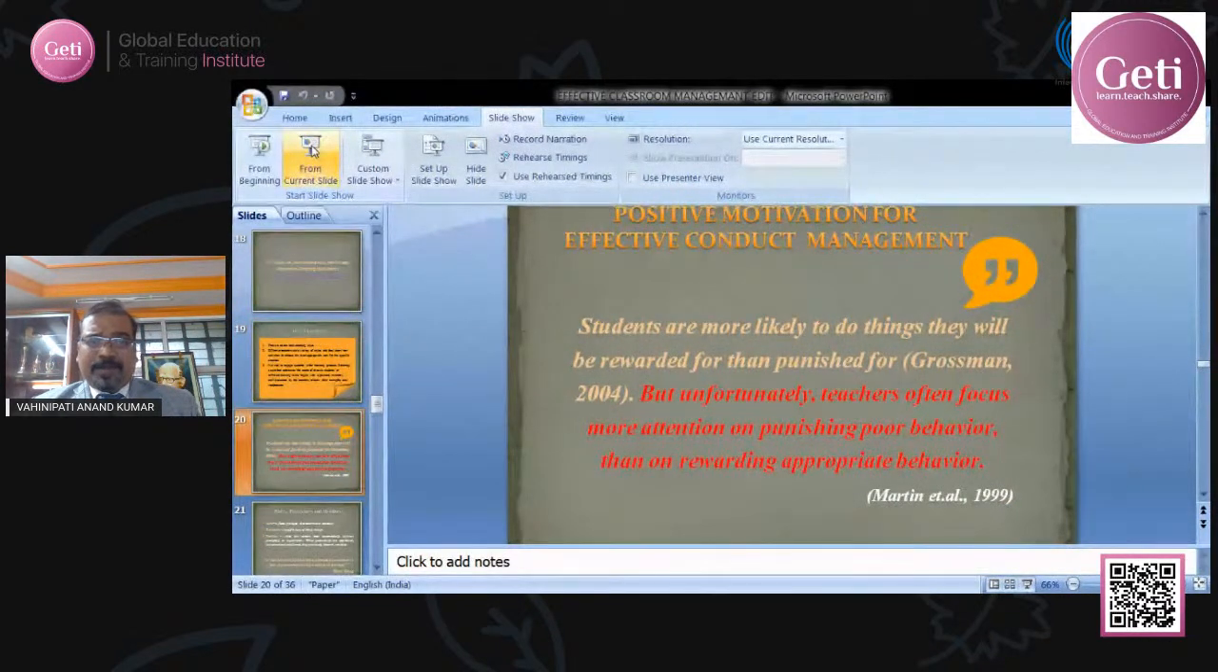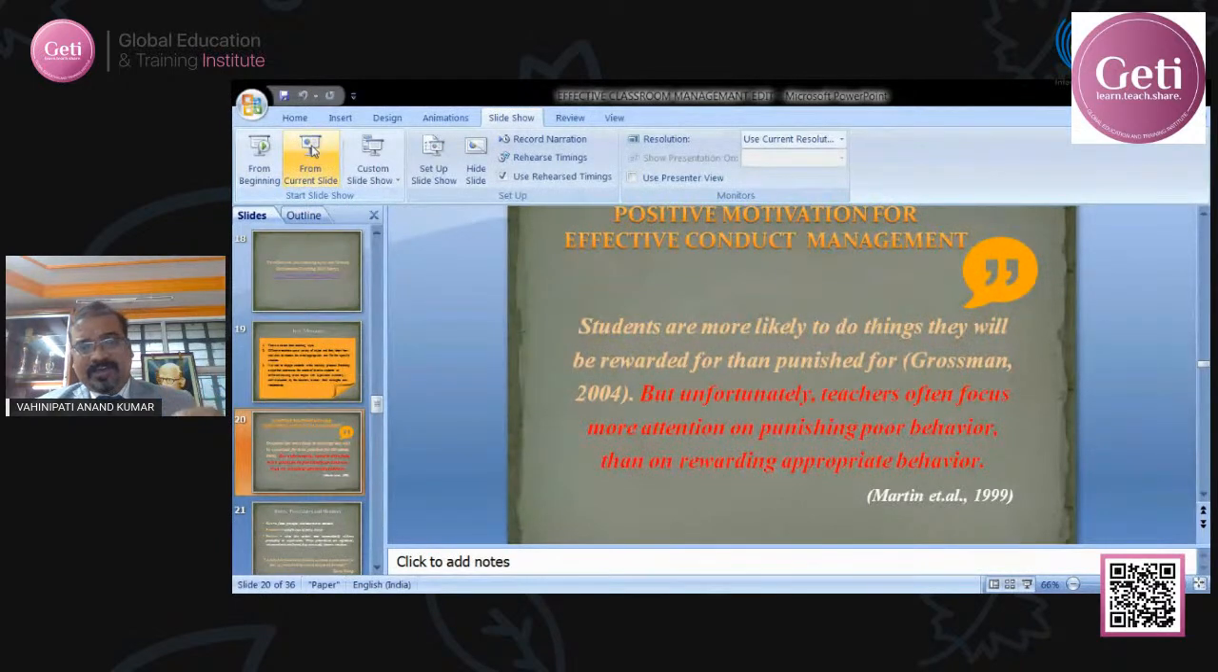Now, coming to the next part, which is conduct management. Conduct management is, and this I love very much. Reason being, students are more likely to do things they will be rewarded for than punished for.